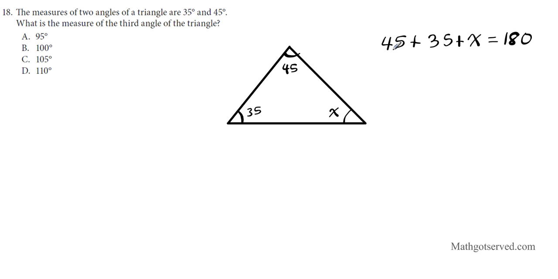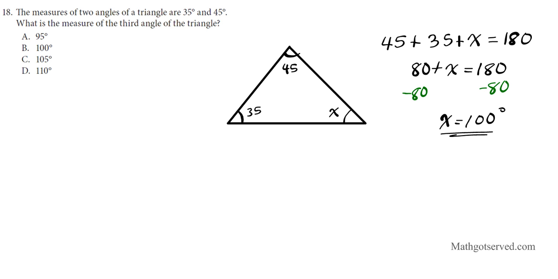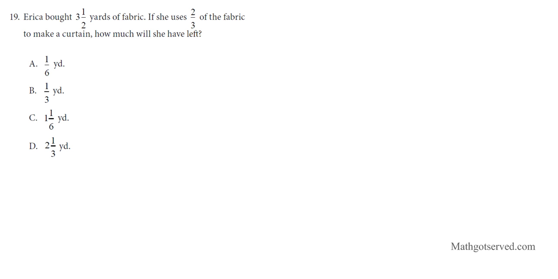Alright, so to isolate x, I'm going to combine these two. Gives me 80 plus x equals 180. To isolate x, I'll just subtract 80 from both sides. Okay, so I'll subtract 80, and then I'll get x equals 100 degrees. Alright, so that is the angular measure of the third angle. Okay, so the answer is option letter B. Alright, let's move on to question 19.